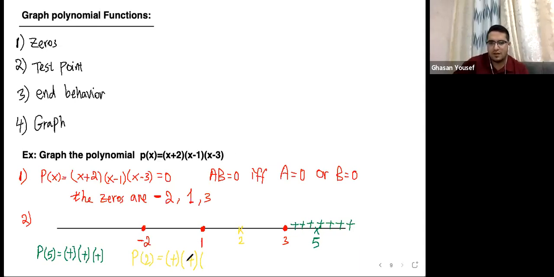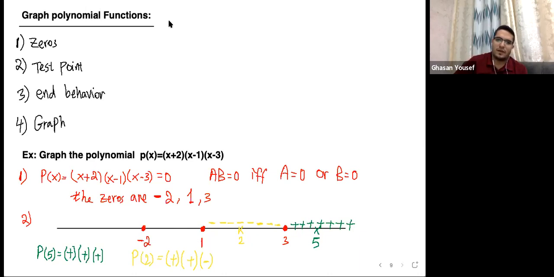Exactly, negative. Now, positive times positive is positive, and positive times negative is negative. So the sign here should be negative. Clear?